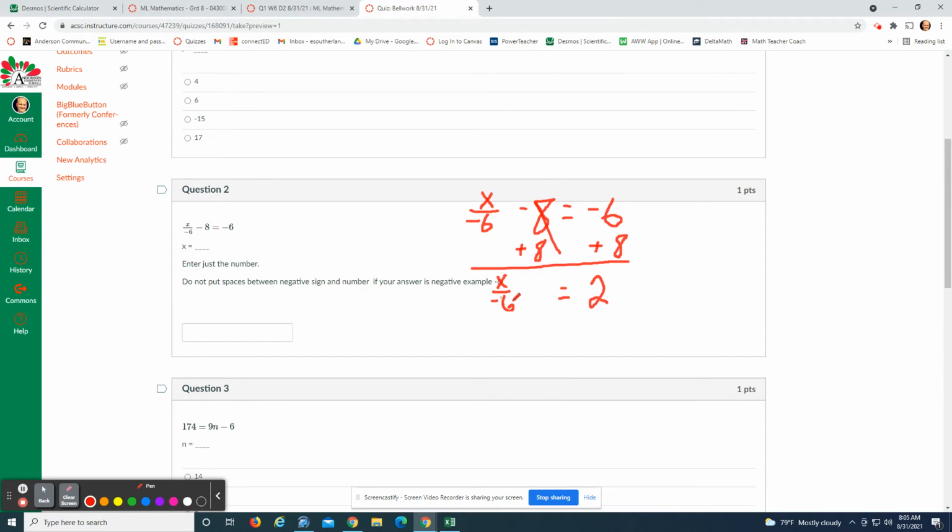How do I get rid of divide by -6? Multiply by -6. The -6's will cancel. X drops down. Equal sign drops down. 2 times -6 is -12. If you're not sure, use the Desmos Scientific Calculator. This is -12. Make sure you don't put any spaces there.